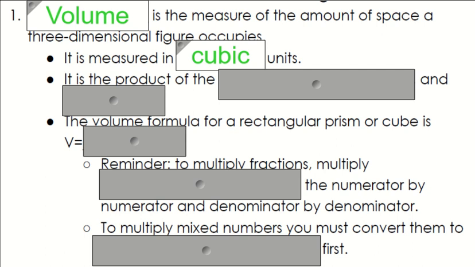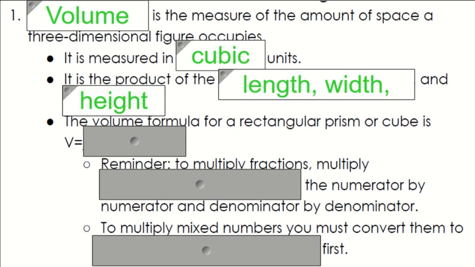If I say something is cubed, what's the exponent on that? 3. All right. It's the product of 3 things then. That's where the cube comes from. Length, width, and height. So you're just multiplying length, width, and height.